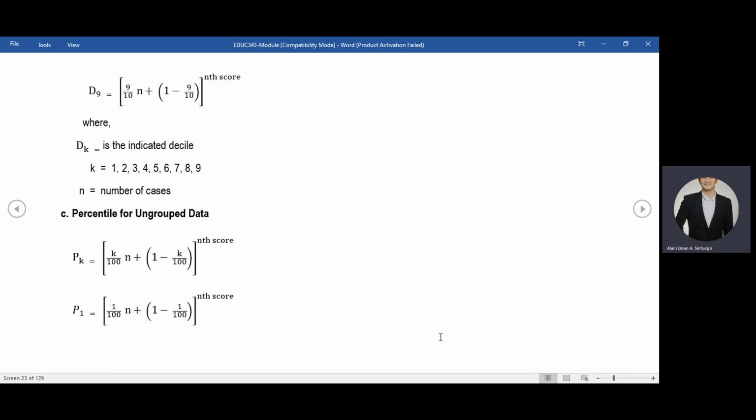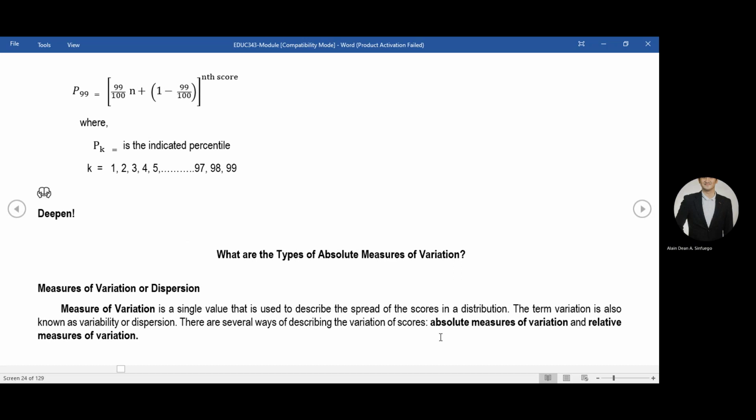Percentile for the ungrouped data. You have the formula P sub k is equal to k over 100 times n plus 1, nth score. So we have the first percentile, 1 over 100, and the 99th percentile, 99 over 100. Again, the indicated values of your k will be from 1 up until 99.